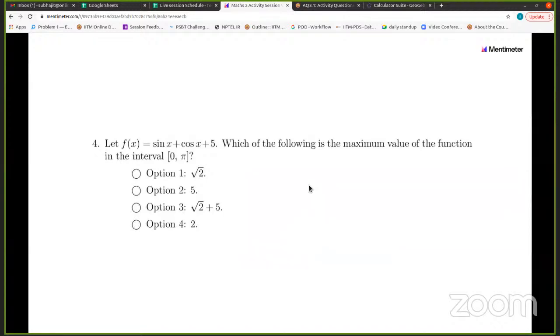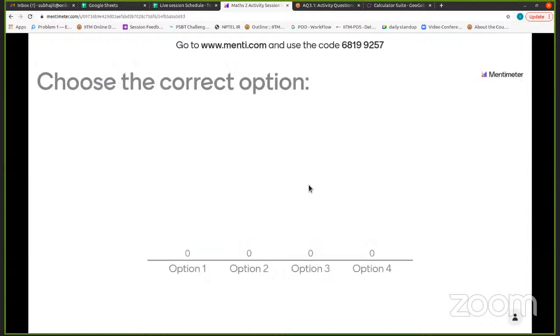Okay, so option 1 is root 2, option 2 is 5, option 3 is root 2 plus 5, option 4 is 2. So I can go to the next slide so that you can give the answers here.